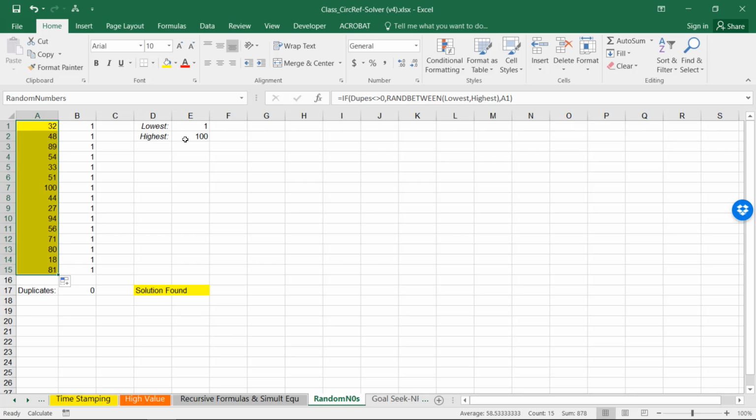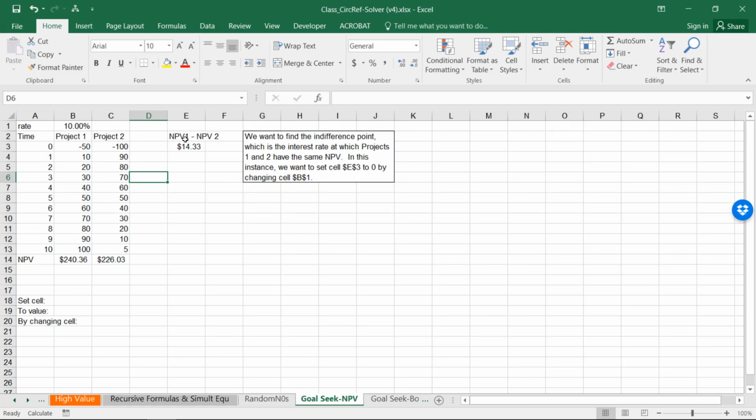Let's now try GoalSeek. Circular references are very powerful, but most people don't understand them, so Excel developed a different method of solving. This still requires entering numbers in one at a time until it reaches the optimal solution.